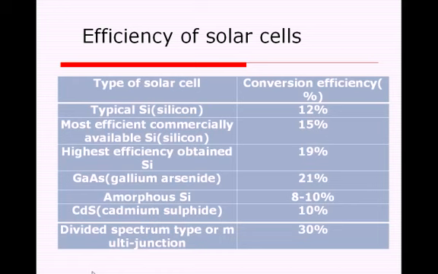And as you can see, this table shows different types of solar cells regarding efficiencies. A typical silicon solar cell has about 12% efficiency, and a silicon cell that's mostly used in commercial applications has about 15% efficiency. And as you can see at the very bottom, divided spectrum type or multi-junction has the highest efficiency, which is 30%.